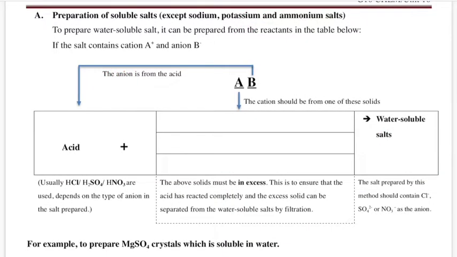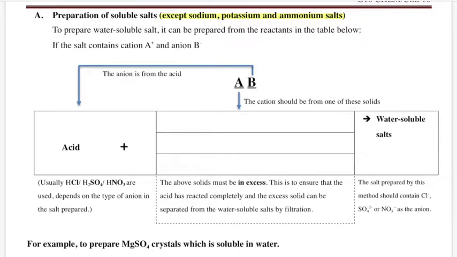So by using the previous example of making copper(II) sulfate, let's summarize a general rule of preparing the soluble salts. Here, I wanted to highlight this part. Those soluble salts we are talking about in this section should exclude the sodium, potassium and ammonium salts. For these three, we're going to discuss in part C in detail.